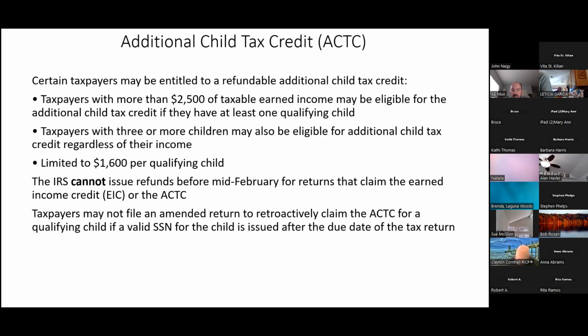And then at the very bottom, it talks about someone who files an amended return because they finally get the valid SSN for the child, and it's issued after the date of the tax return being filed. Well, in that particular case, they're not going to be eligible for the advanced child tax credit. And again, this is pretty much automatic, and it's a good thing for the low-income individuals.